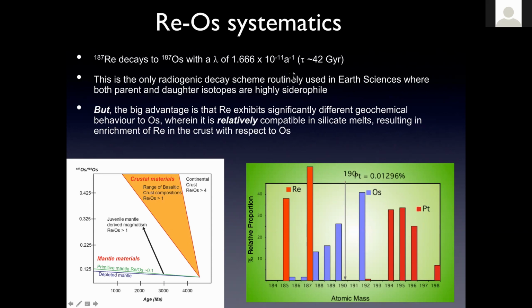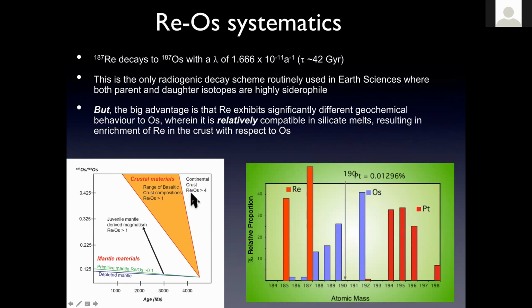There's actually a second decay scheme, which is platinum. 190 platinum decays to 186 osmium. But if we thought 3 times the age of the universe was a long time, then that decay scheme has a half-life of 450 billion years, and the parent isotope makes up virtually hardly any of the natural platinum. So we don't really use that routinely unless we're dealing with platinum ores or meteorites. But because both the parent and daughter are highly siderophile, that's great.